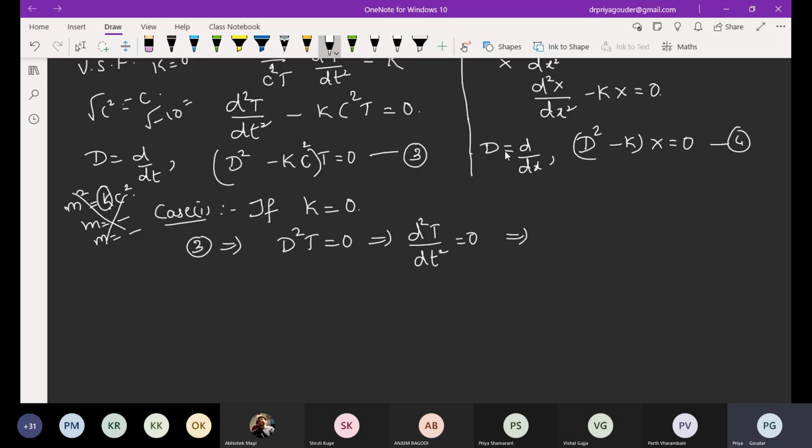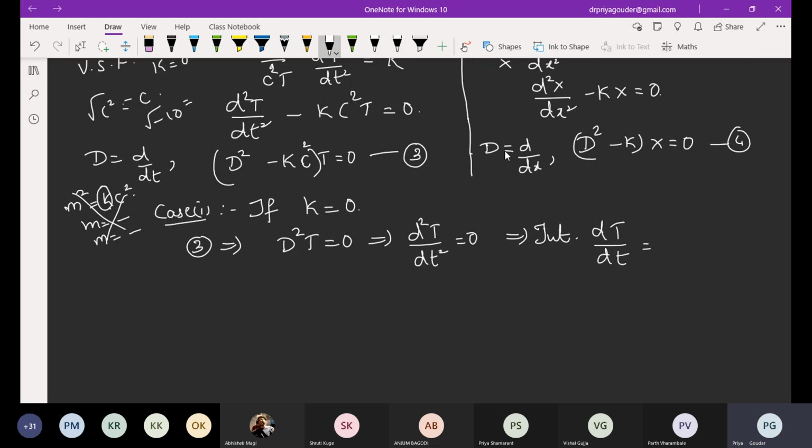I want the answer. I want capital T. Capital T is connected to d square. Can you get rid of the derivative easily? What is that? Integration. So this is differentiated with respect to small t 2 times. So to get the answer, what we have to do? Integrate 2 times with respect to small t. So once if you integrate, what remains?